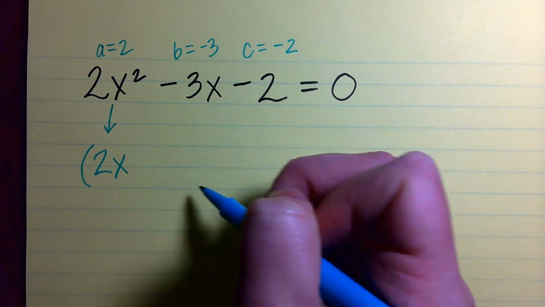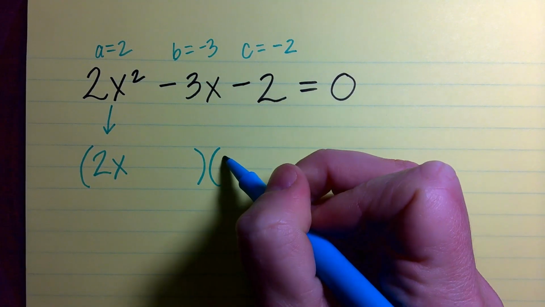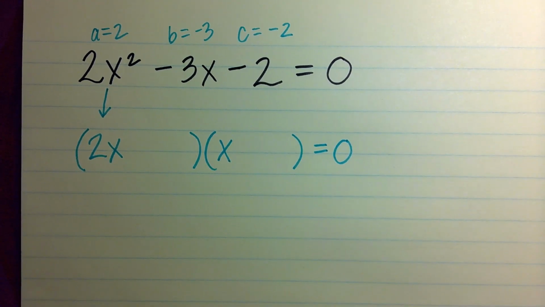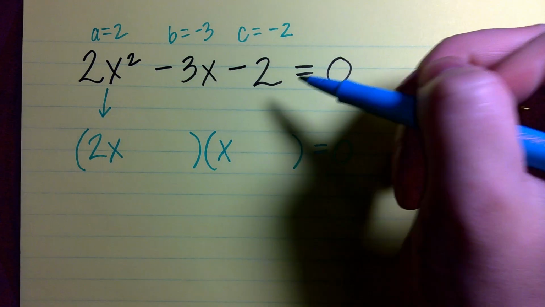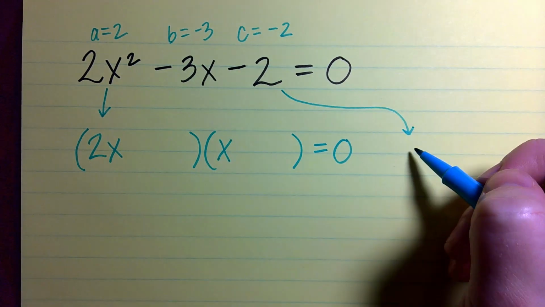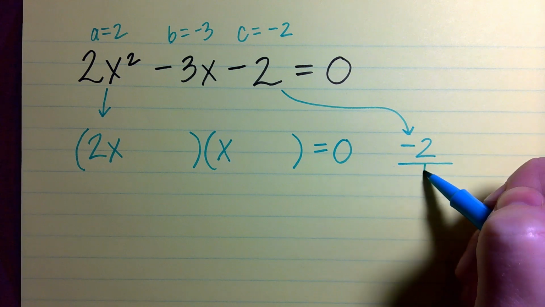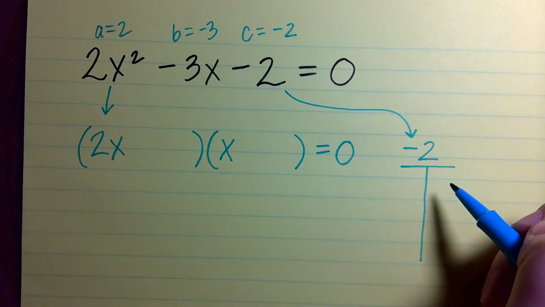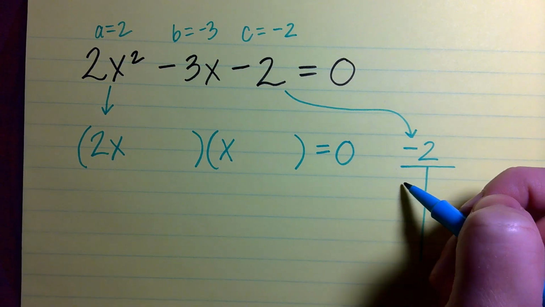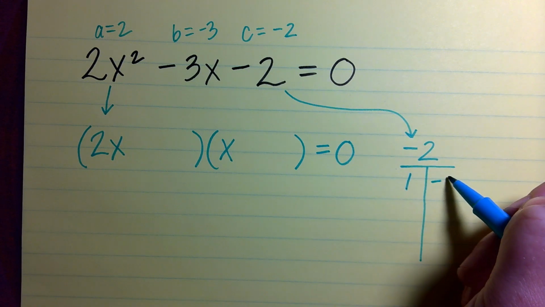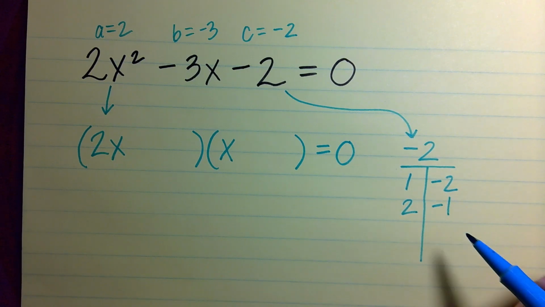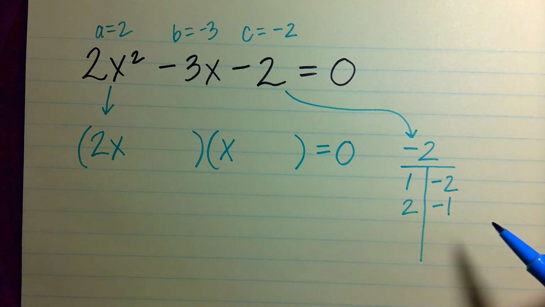So I have 2x here and x equals 0. So remind me, how am I going to find those factors? Factors of -2. Be careful with signs. When we are factoring a negative number, what signs will my factors have? Opposite signs, one positive, one negative. So let's start. 2 and -1. Yep, 1 times -2, 2 times -1. These are our only two options.